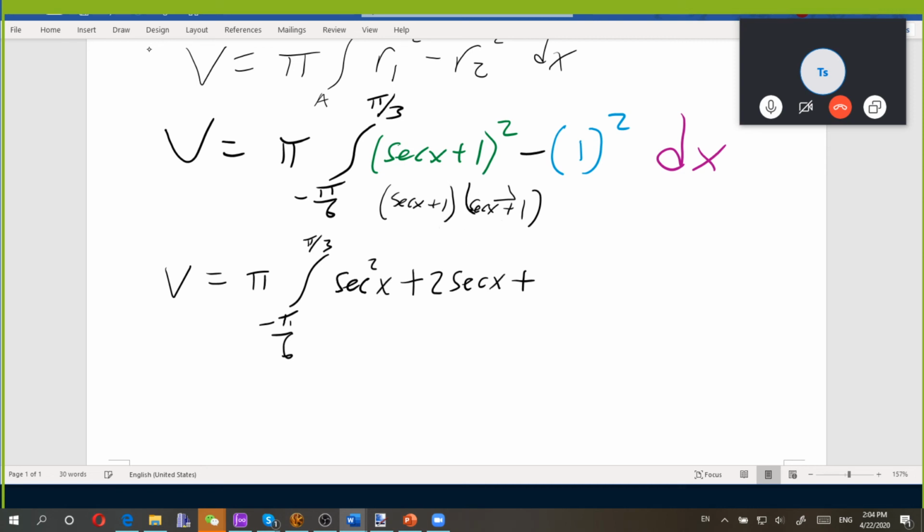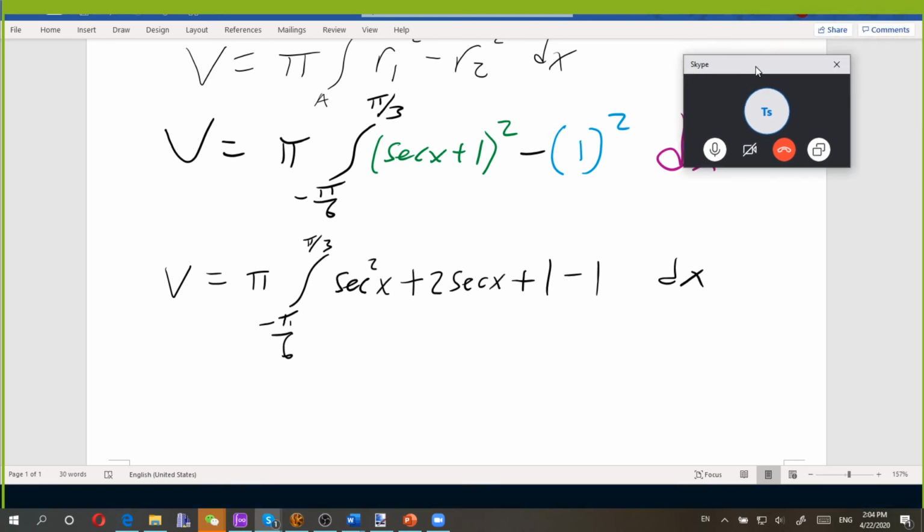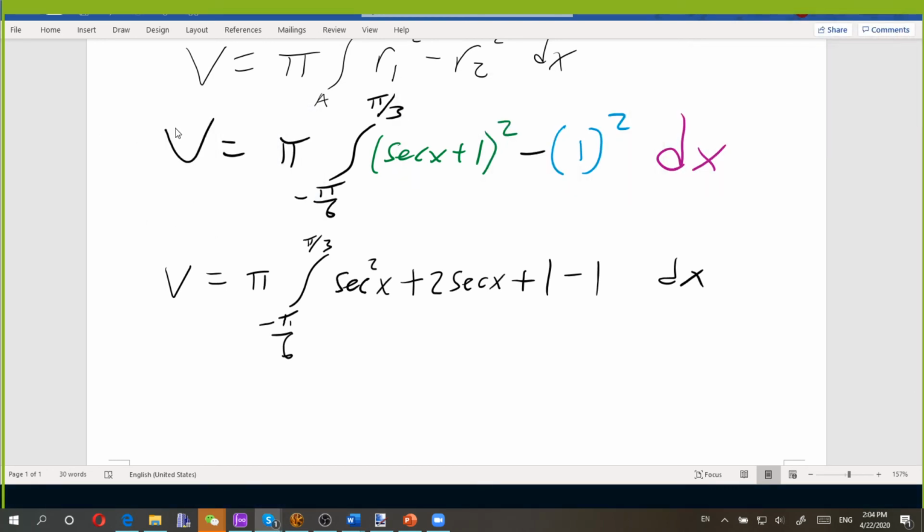Plus 1. And then I've got the minus 1 from this side, dx. Okay, any questions on what we did here? All right, I'm going to jump over to Kenichi on Skype. Kenichi, if I want to integrate secant squared, what's going to happen?